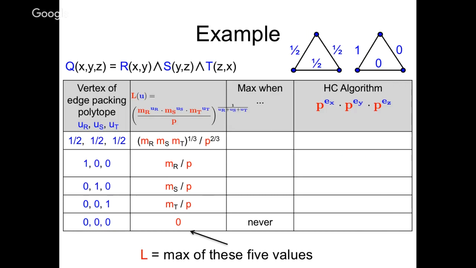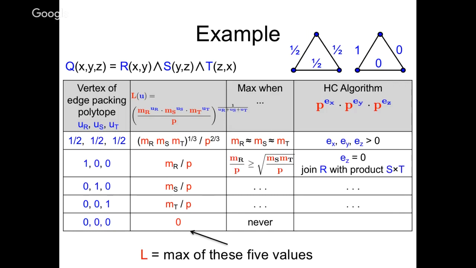We need to decide which one is the maximum one. The 0 is never the maximum one. If the sizes are about the same, then this will be the optimal. And then the shares of the hypercube algorithm are given by some primal linear program that I didn't show. The second case is interesting. This is when this happens. This is a maximum when MR is much bigger than the other 2, and the exact relationship is this one here.